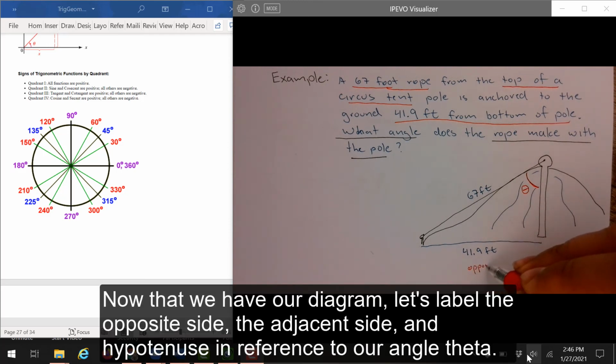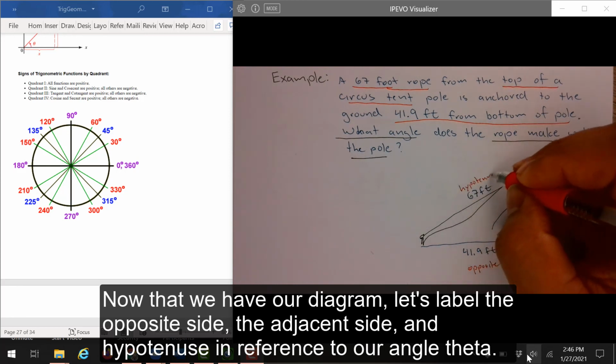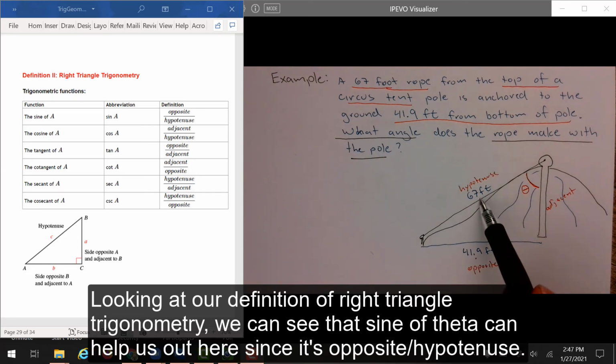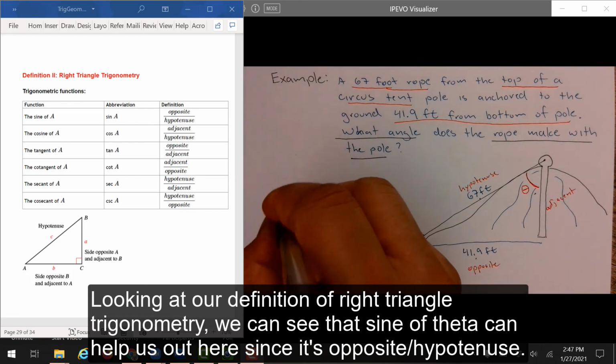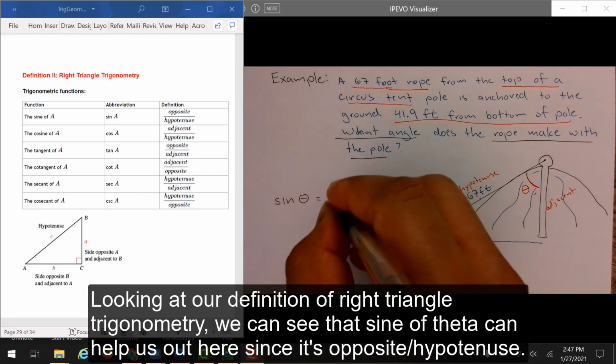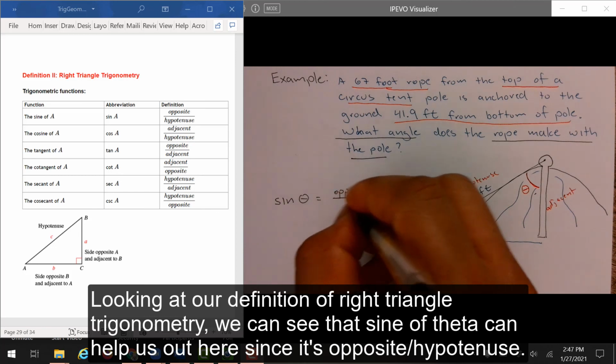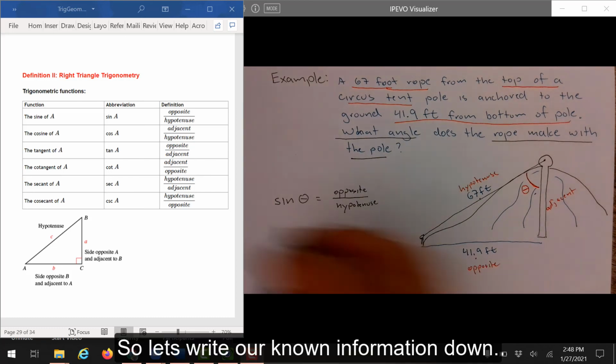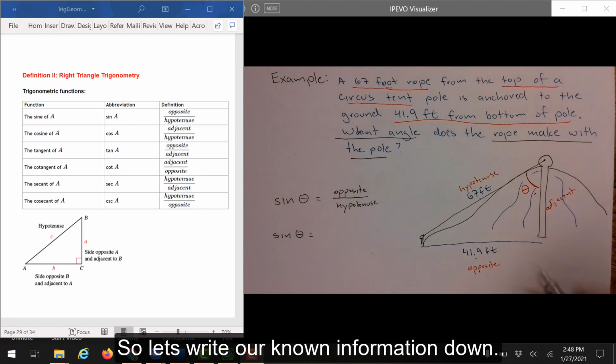Now that we have our diagram, let's label the opposite side, the adjacent side, and the hypotenuse in reference to our angle theta. Looking at our definition of right triangle trigonometry, we can see that sine of theta can help us out here, since it's opposite over hypotenuse. So let's write our known information down.